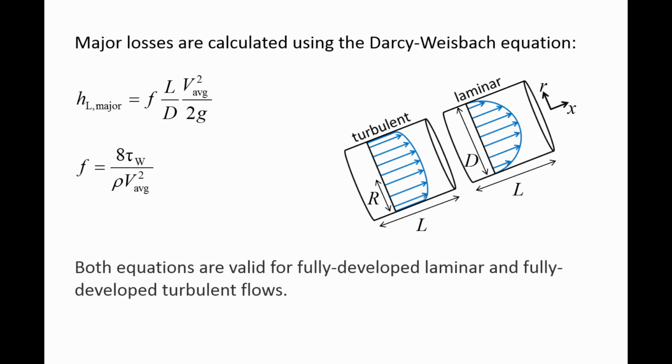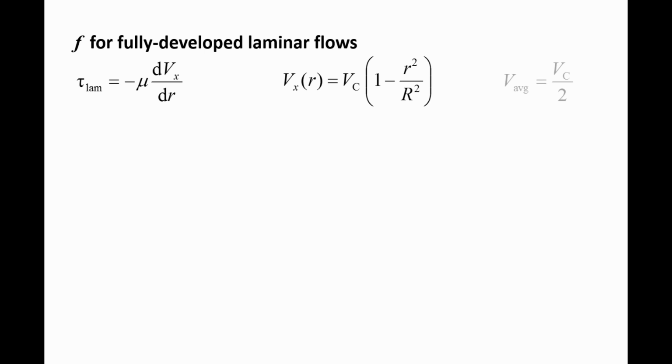These equations for the major losses and the friction factor are valid for both fully developed laminar and fully developed turbulent flows. First, we will examine fully developed laminar flows. The laminar shear stress in a circular pipe is negative viscosity mu times the velocity gradient in the radial direction, dvx dr. The velocity profile for a fully developed laminar flow is the centerline speed vc times the quantity 1 minus the radial distance lowercase r squared over the pipe radius capital R squared. The average flow speed is 1/2 the centerline speed.